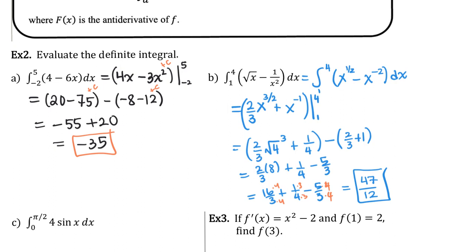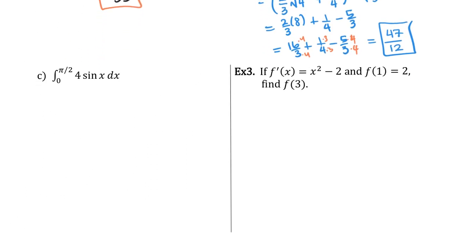And again, you could check on your calculator now that you know how to work your calculator. Okay, let's try the next one. I want the integral from 0 to pi/2 of 4 sine x dx. Let me take the antiderivative of 4 sine x. The antiderivative of sine is negative cosine. So this is going to be -4 cosine of x, and from 0 to pi/2.